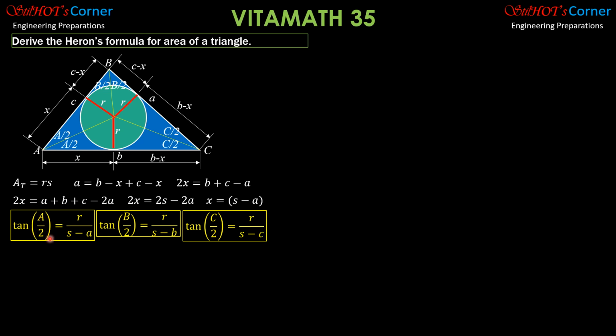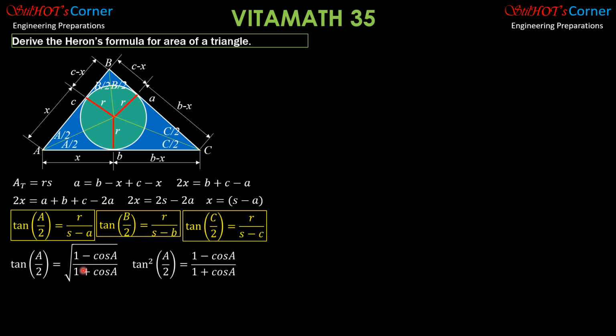And for tangent of A over 2 from trigonometry, although we can define this here because it is expected that the audience here underwent already trigonometry, I hope that you can recall tangent of A over 2 is square root of 1 minus cosine angle A over 1 plus cosine angle A. Or if we square both sides, tangent square of A over 2 is 1 minus cosine of A over 1 plus cosine of A.